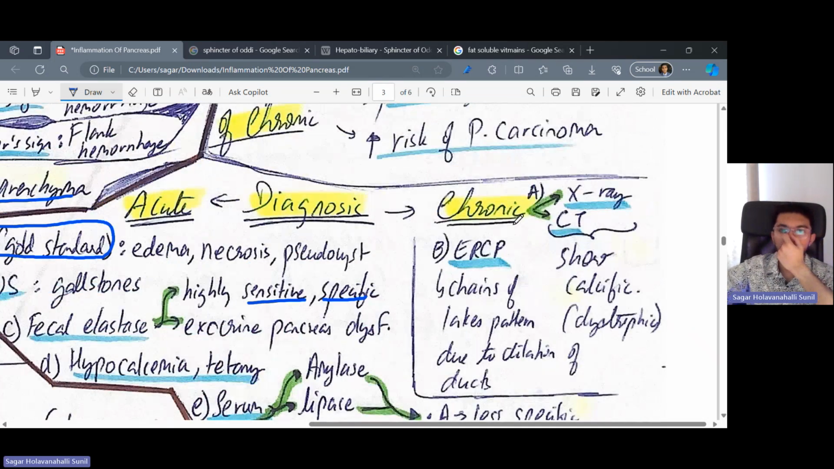In the case of chronic pancreatitis, for the diagnosis, you do two things. Either you do ERCP, where it's, I forgot what it was called.